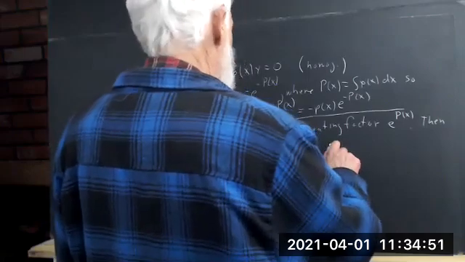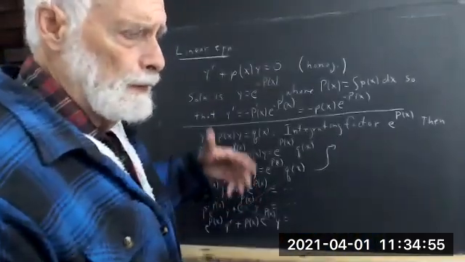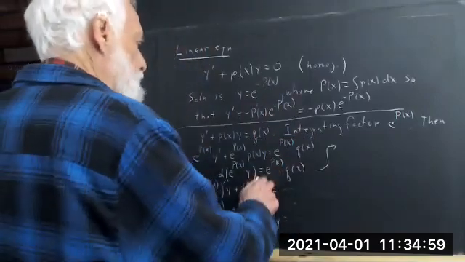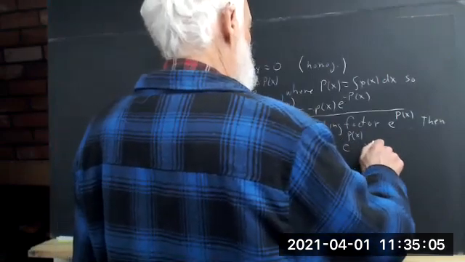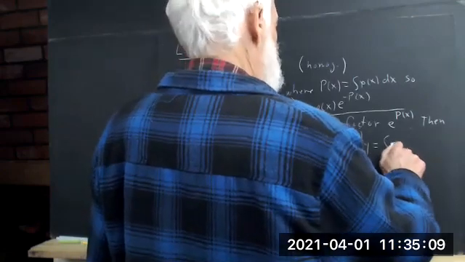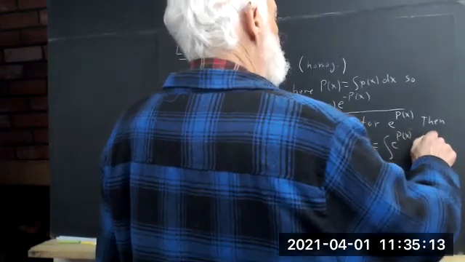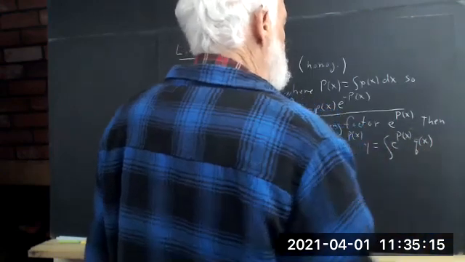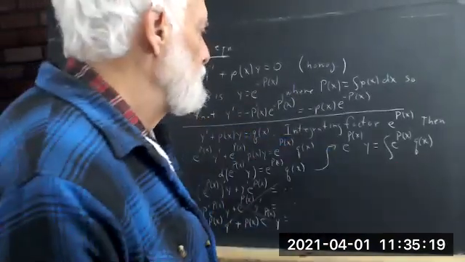If the differential of e to the P of x, y, we're talking about the differential with respect to x, equals this, then e to the capital P of x, y, is the integral of e to the capital P of x, q of x. You're going to get an integration constant over here.